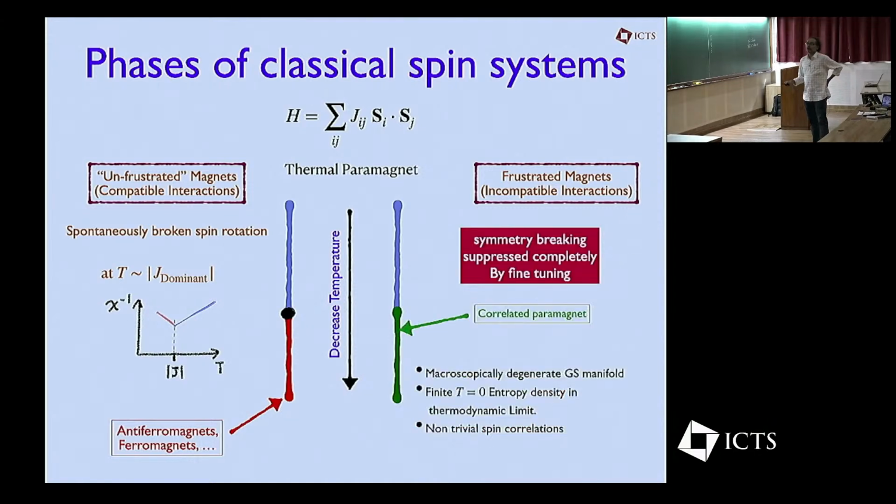Okay. So what one can do is, by suitably fine-tuning the interaction, make this correlated paramagnetic regime go all the way to 0 temperature, and in that case we basically get a macroscopically degenerate ground state manifold and a finite zero temperature entropy density in the thermodynamic limit, with non-trivial spin correlations or some other correlations that are present. And this is what I'll keep on calling a correlated paramagnet, or alternatively a classical spin liquid.